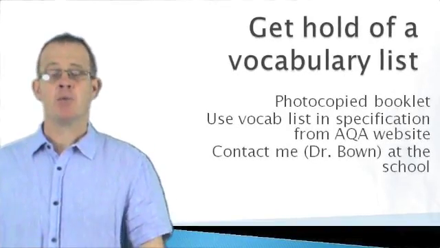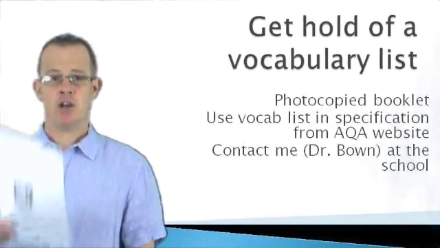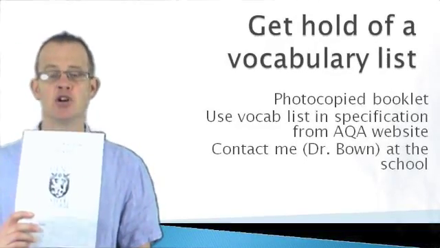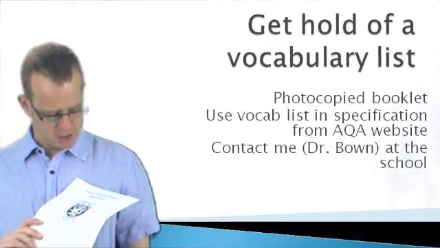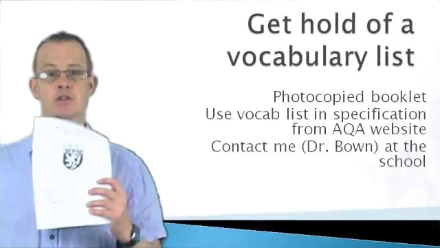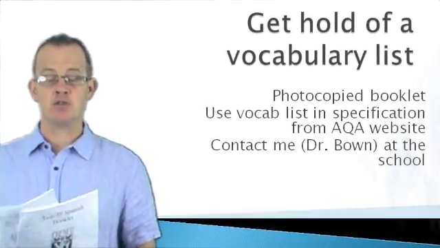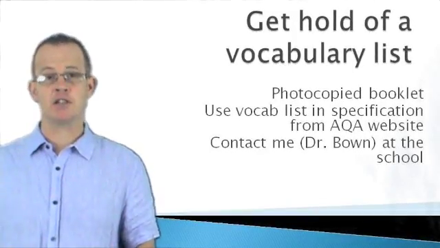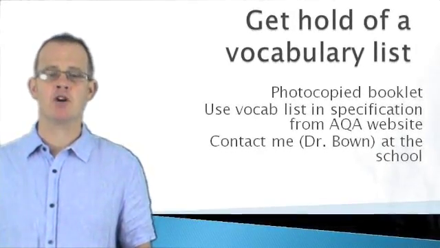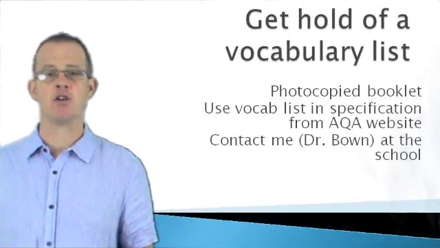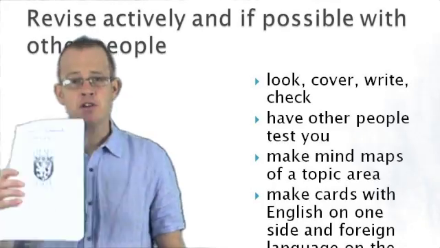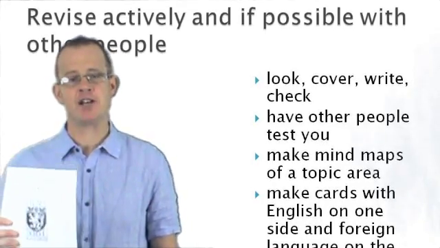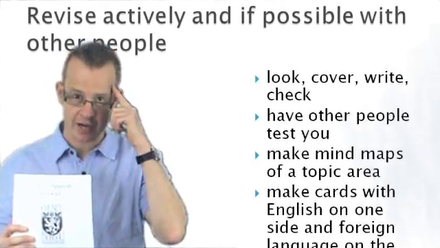How do you do it? Well, the first step is to get hold of a vocab list, and you should all have something like this. That's the German one or Spanish one, and if you don't, please get in touch with the school, your teacher, or me to ask for one. Alternatively, you could use the vocab list, which is part of the specification on the AQA website. So you've got your vocab list. How do you revise? How do you get these pages into your head?